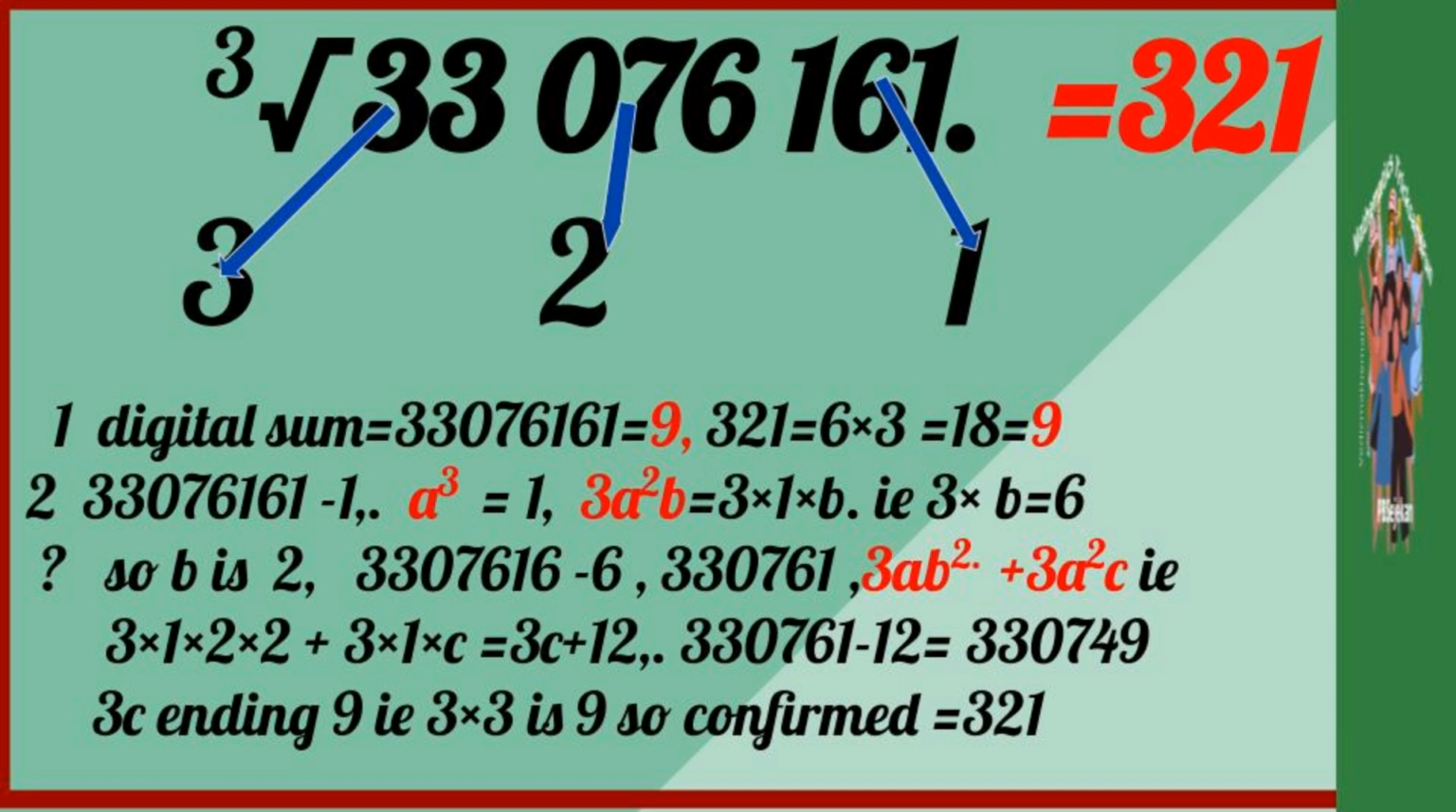We can confirm this again by digital sum. The 321, multiply 3 times and find the digital sum. It is 18 and 9. 1 plus 8 is 9. The digital sum of the original number gives 9. So the answer is correct.